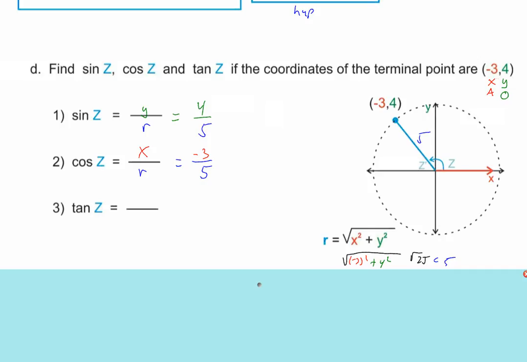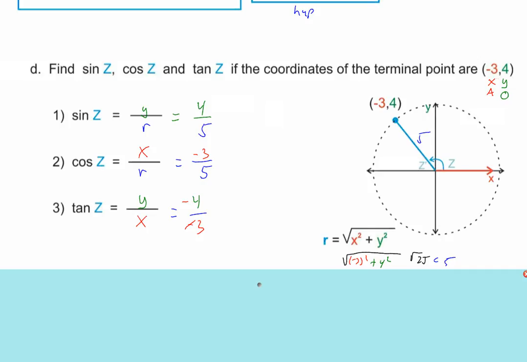And then we can do the same thing with the tangent. Remember, the tangent is the opposite, which is y, over the adjacent, which is x. And so we're just going to do the coordinates. What is the y-coordinate? It is a 4. What is the x-coordinate? A -3. And remember, don't leave your negatives in the bottom. Put them in the top, -4/3.